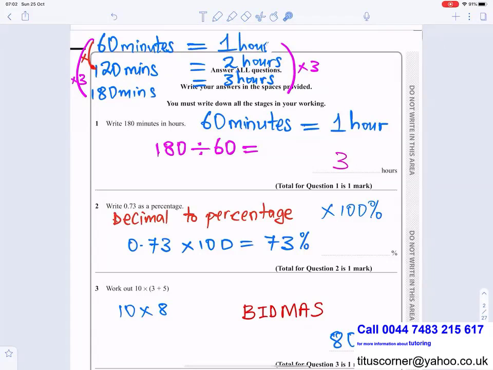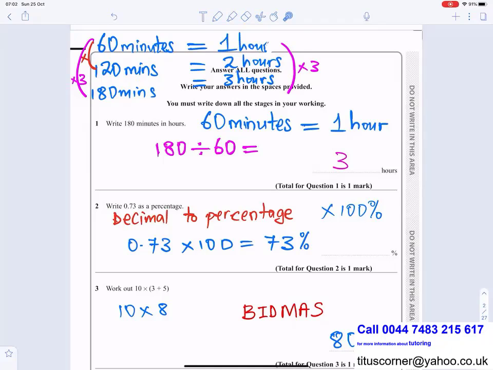If you times 60 minutes by 2, you get 120 minutes. 120 minutes, you times 1 hour by 2, it gives you 2 hours. If you multiply 60 minutes times 3, it gives you 180 minutes. And you times 1 times 3, it gives you 3 hours. That's another way to look at it.